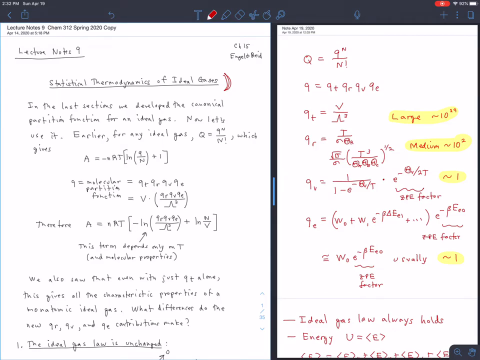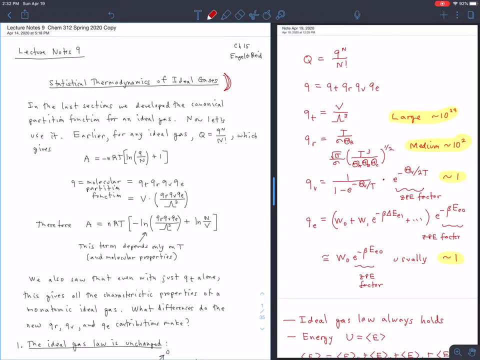And the emphasis here will be on understanding what's going on, what contributes and what doesn't contribute to the thermodynamic properties of ideal gases. And it turns out that once you understand ideal gases, you understand a lot about every system as well.